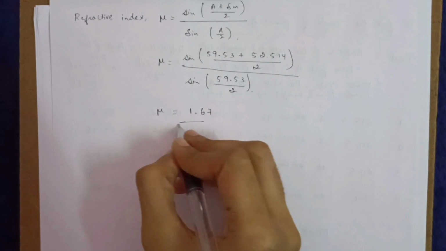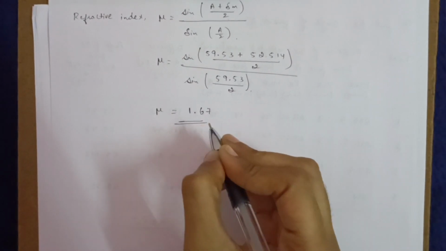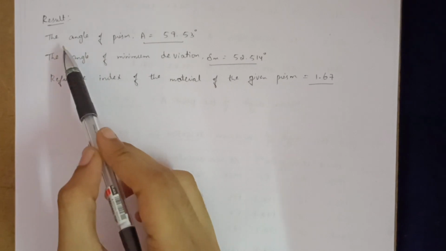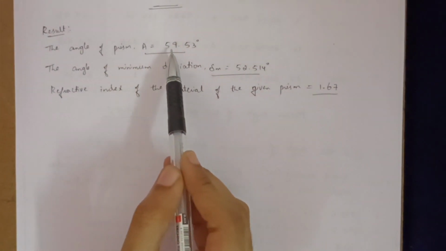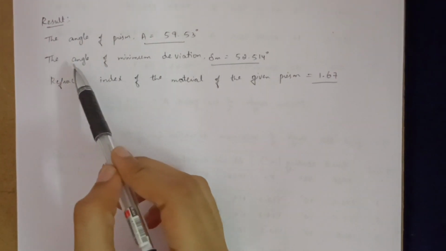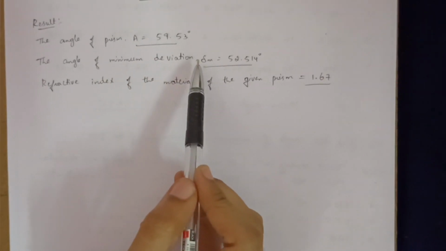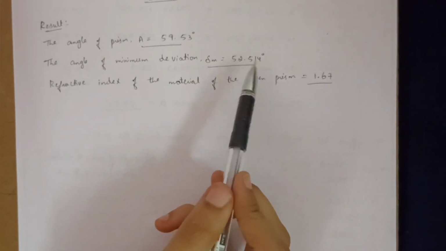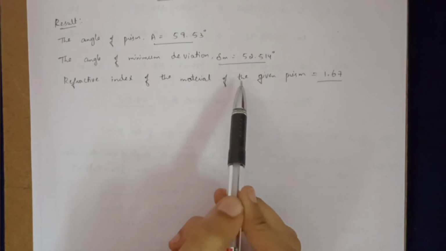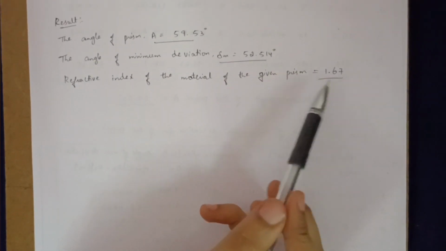Finally, from this experiment, we can conclude that the angle of the prism A is 59.53 degree, the angle of minimum deviation is 52.514 degree, and the refractive index of the material of the given prism is 1.67.